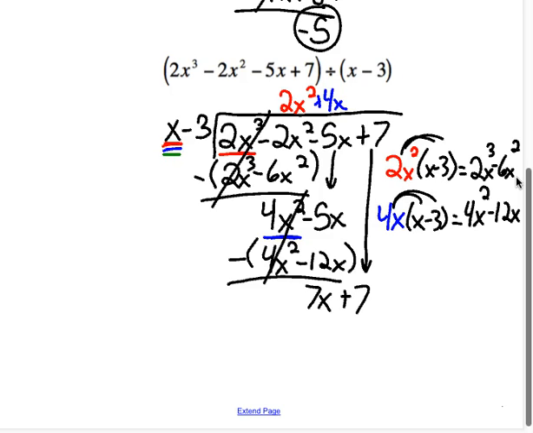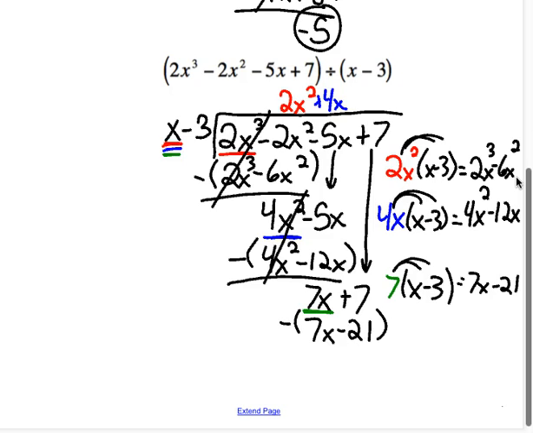So one last time, what do I need to multiply x by to give me 7x? Well, that's going to take a 7 to get those to line up. And I need to multiply to the whole x minus 3. So I distribute that, so I get 7x minus 21. So that's what I put here. And now I subtract to see how close I am getting.